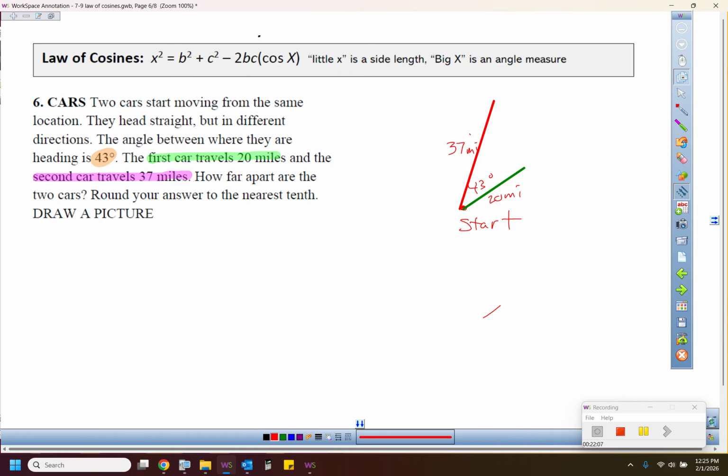They ask how far apart are the 2 cars? Well, that would be this blue distance right here. That is how far apart they are in this case. So they ask us that question. Let's see how we could solve this.